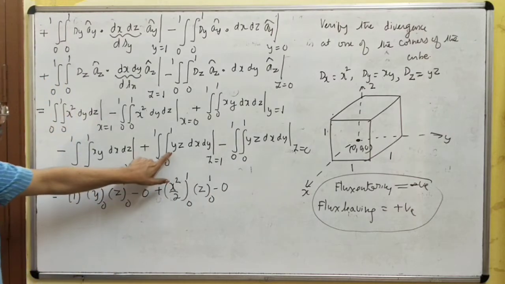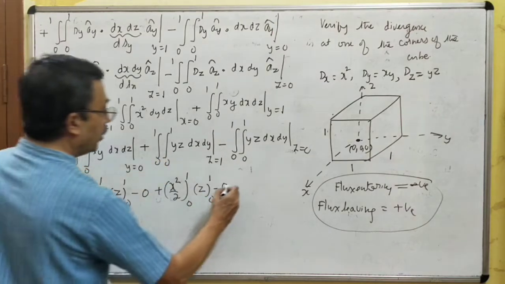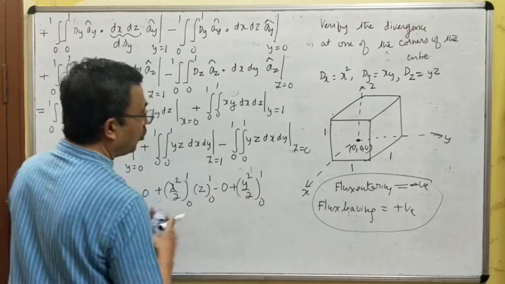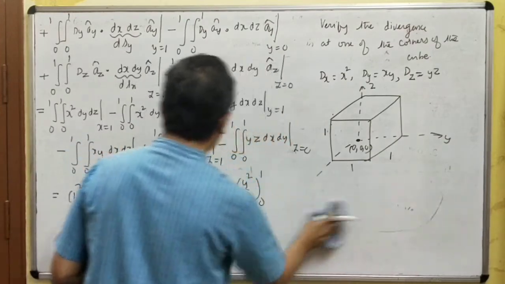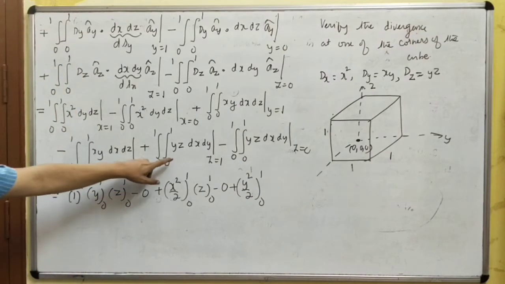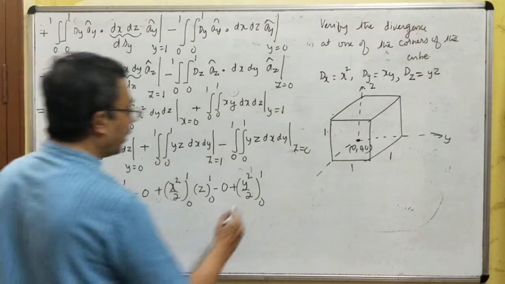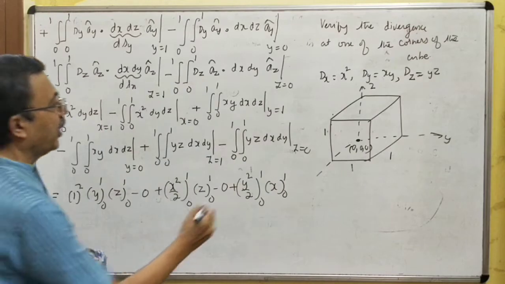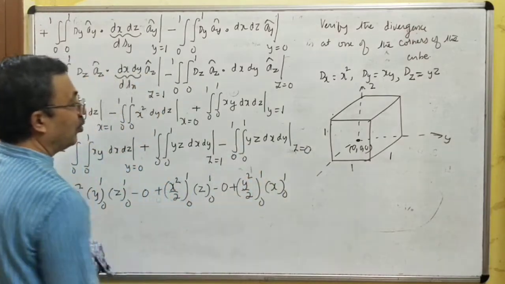If you put z equal to 1, you are left with y. If you integrate y, you get y square by 2, limits from 0 to 1. If you integrate dx, you get x from 0 to 1. If you put z equal to 0, the last integral will be 0.